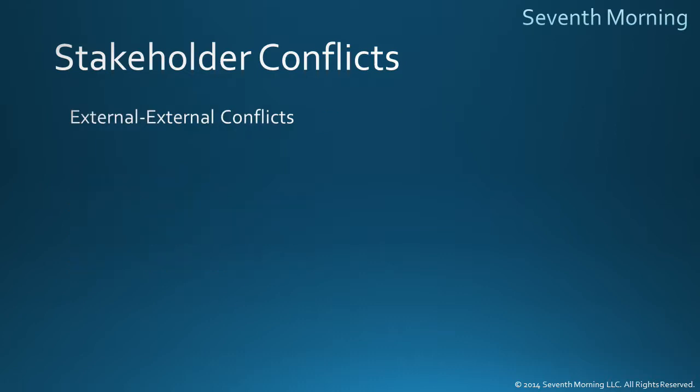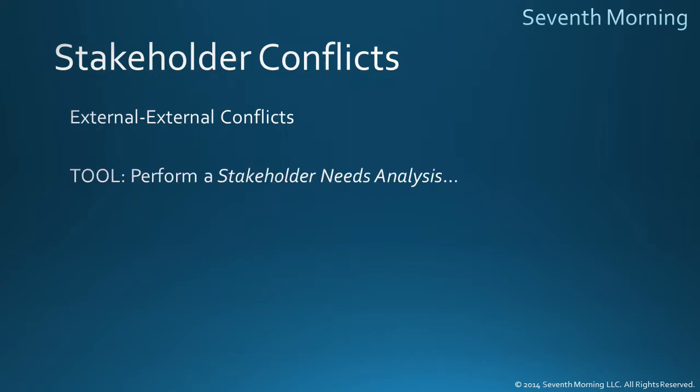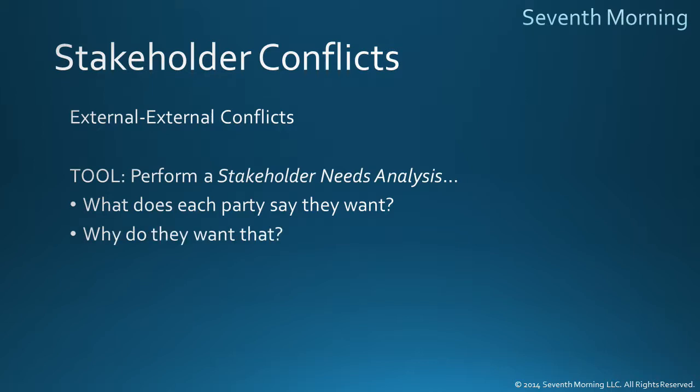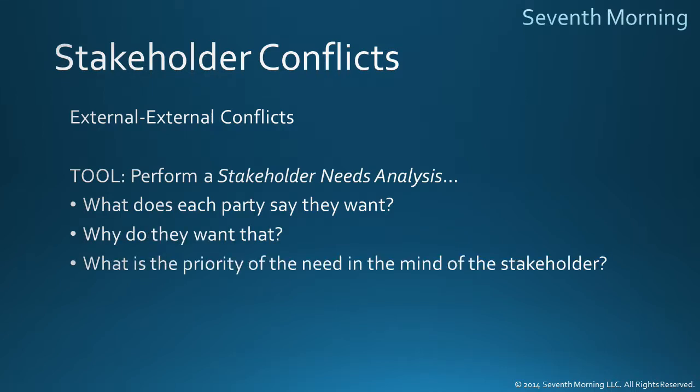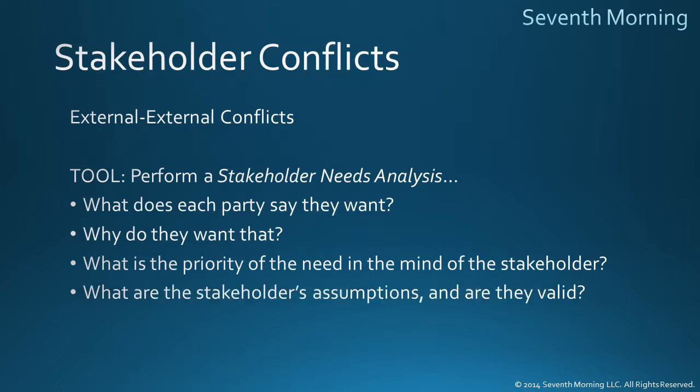Okay, first category, when you have a conflict between external stakeholders. One of the best tools of business analysis for this type of situation is what we call stakeholder needs analysis. When doing a needs analysis, you generally look at some of the following questions. What does each party say they want? Why do they want that? What is the priority of that need in the mind of the stakeholder? And what are the assumptions, stated or not, that the stakeholder is making, and are those assumptions valid?